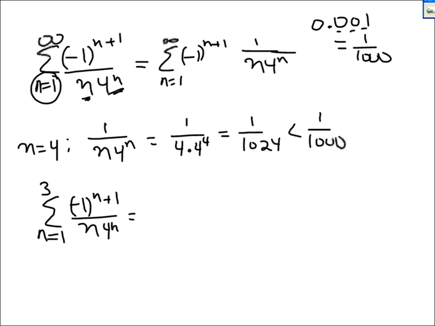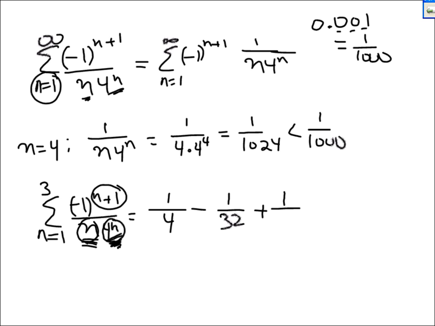First n is 1. So that would be 2. Negative 1 to the 2 is positive 1. So that 1 over 4 to the 1 is 4. 1 times 4 is 4. Minus. Now n is 2. 4 squared is 16 times 2 is 32. Plus now n is 3. 4 cubed is 64 times 3 is 192.